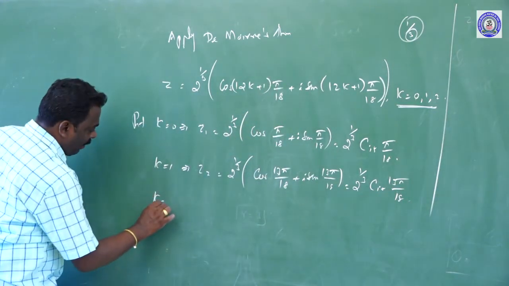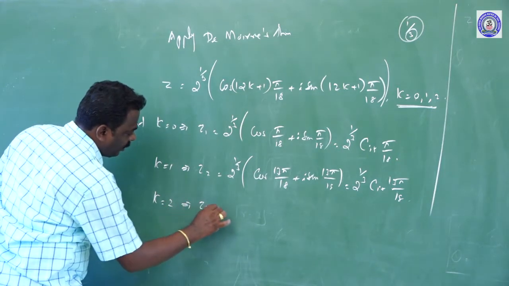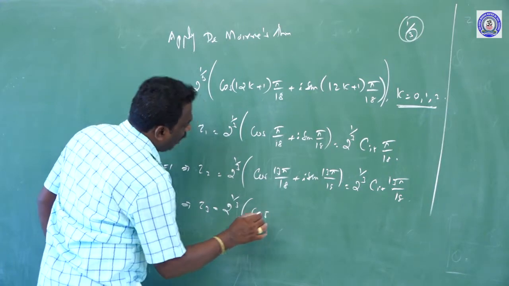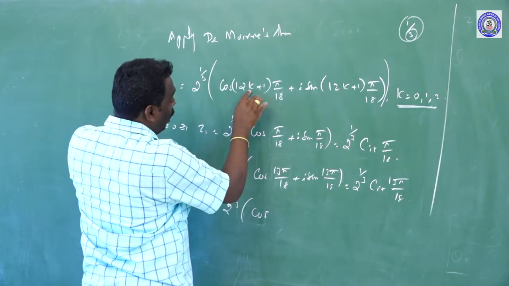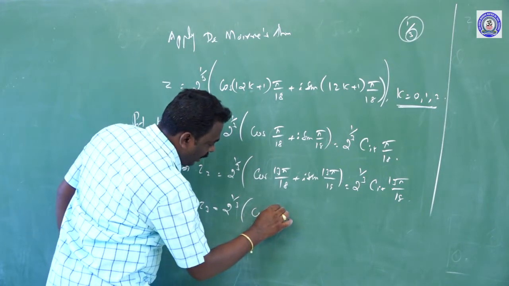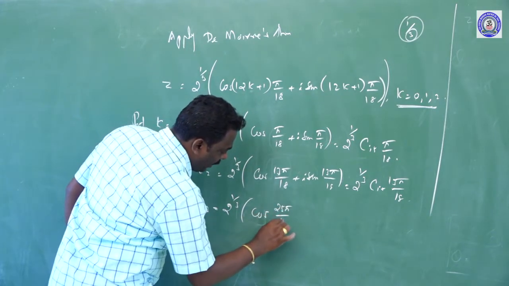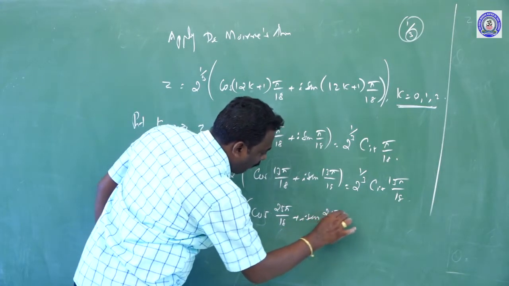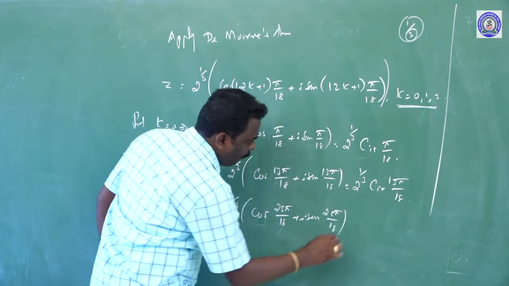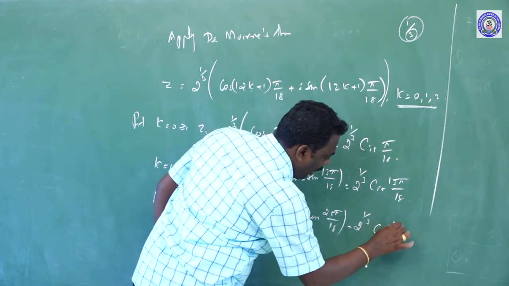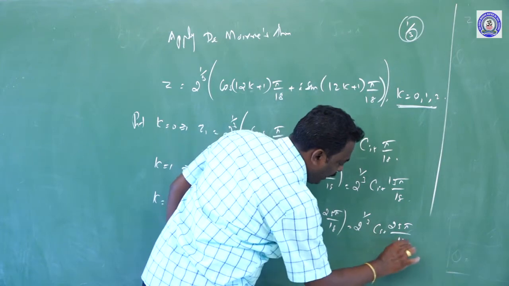Now again put k equal to 2, that implies z3 equals 2 power 1 by 3 into cos of, with k equal to 2, 12 into 2 is 24, 24 plus 1 is 25. Therefore 25 pi by 18 plus i into sin of 25 pi by 18, that is equal to 2 power 1 by 3 into cis of 25 pi by 18.